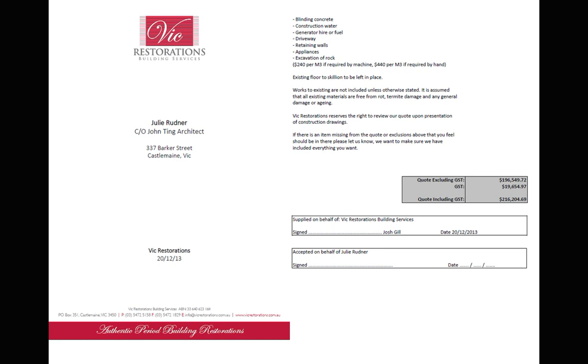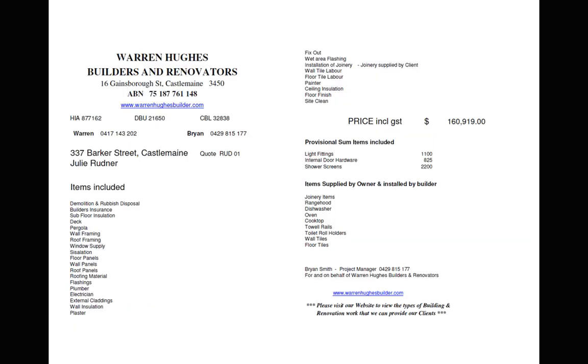Now let me see. With this project, we got 3 quotes. The first quote here was from a company called Victorian Restoration Building Services. The date you can see on that is the 20th of December 2013, and you can see a further page on the right, which has the price of $216,204.69.